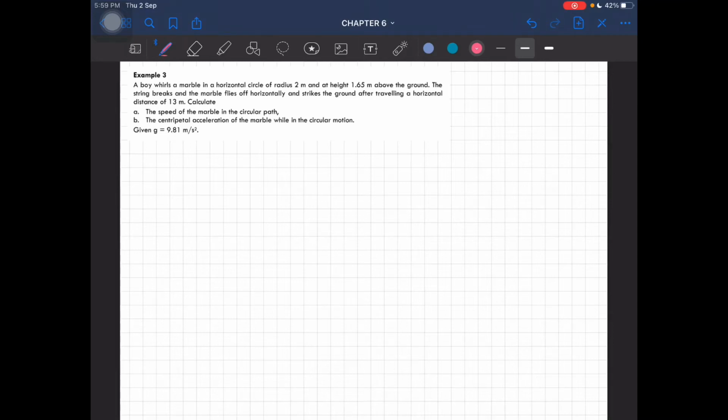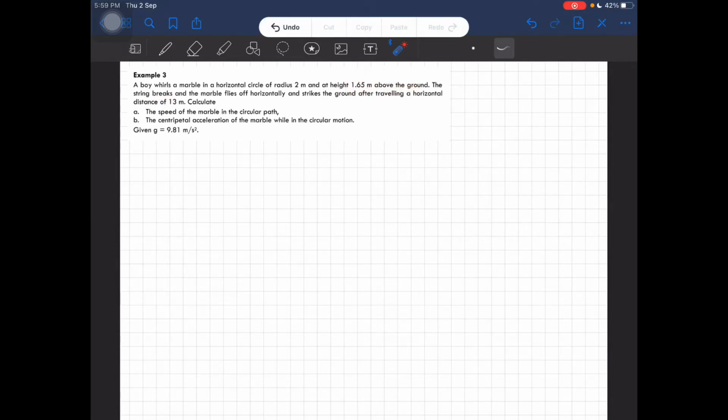Right, example 3. A boy whirls a marble in a horizontal circle of radius 2 meter and at height 1.65 meter above the ground. The string breaks and the marble flies off horizontally and strikes the ground after traveling a horizontal distance of 13 meter. So calculate the speed of the marble in the circular path and the centripetal acceleration while in the circular motion.